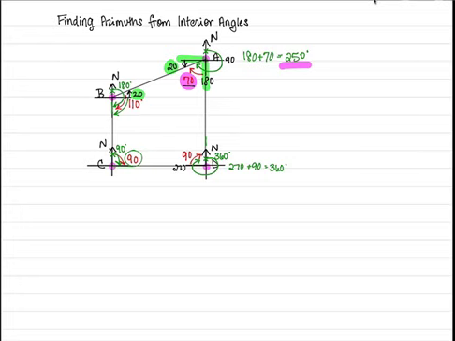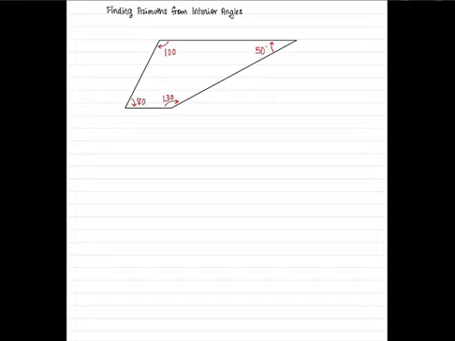And that's one example on how you can find azimuths from interior angles. Here's another example on how to find azimuths from interior angles. This is station A, B, C, and D. So if we start at point A, the first thing that we need to do is draw our north, south, east, and west reference lines at each corner.